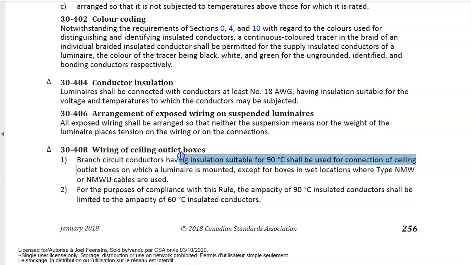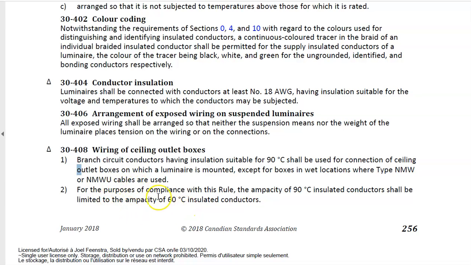Branch circuit conductors having insulation suitable for 90 degrees shall be used for connection of ceiling outlet boxes on which a luminaire is mounted. So if you've got a flush octagon box and you are going to place your fluorescent fixture over top of it, you have to have 90-degree rated conductors, except for boxes in wet locations where type NMW and NMWU cables are going to be allowed. Other than that, we have to limit them to 90 degrees.